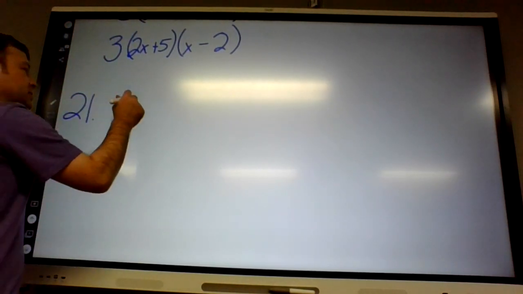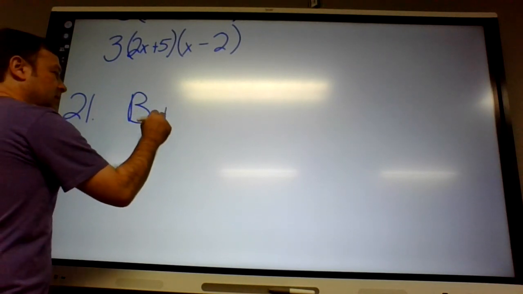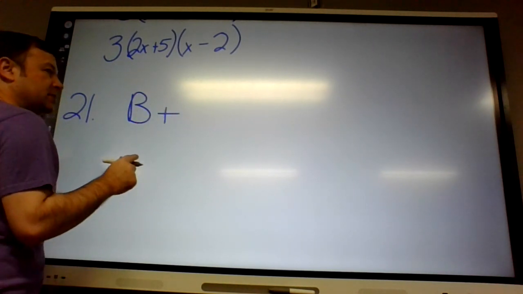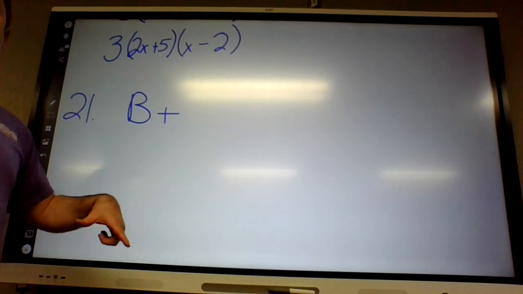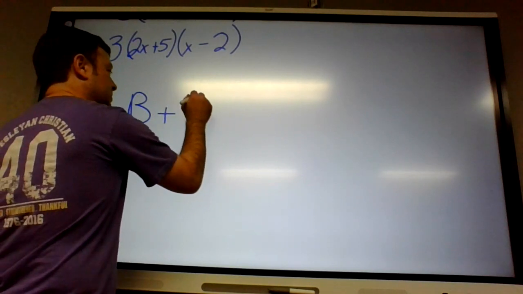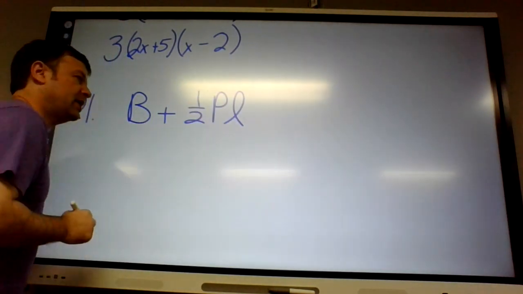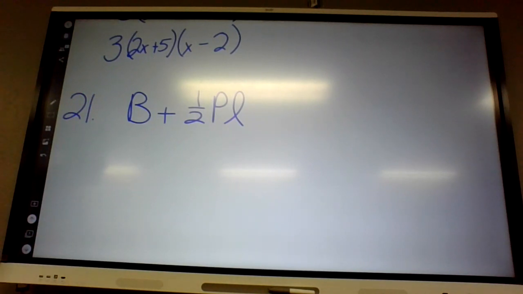The surface area of a pyramid is, well, you do the base area of the pyramid plus, for lateral area, 1/2 perimeter times slant height. Okay, that's just for the, oh, well, okay. Actually, I kind of did something wrong. You guys know what I did wrong?